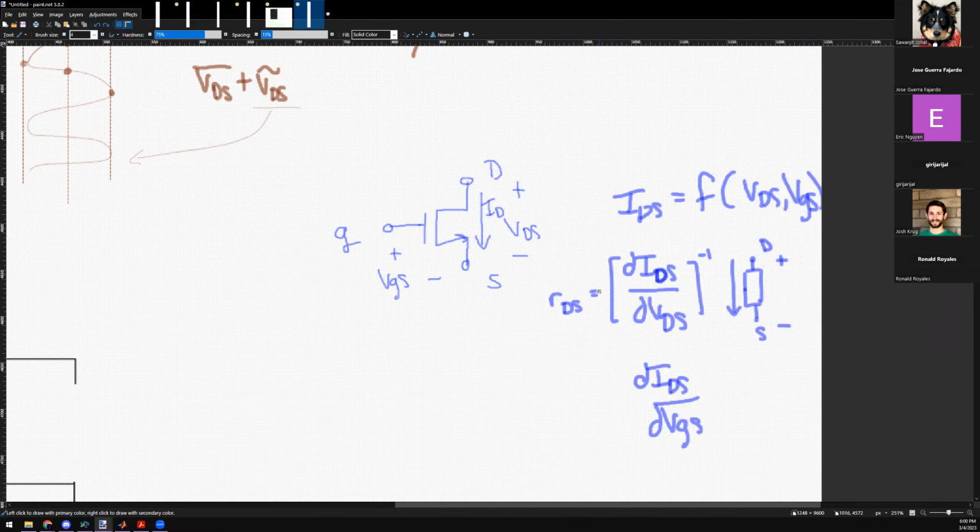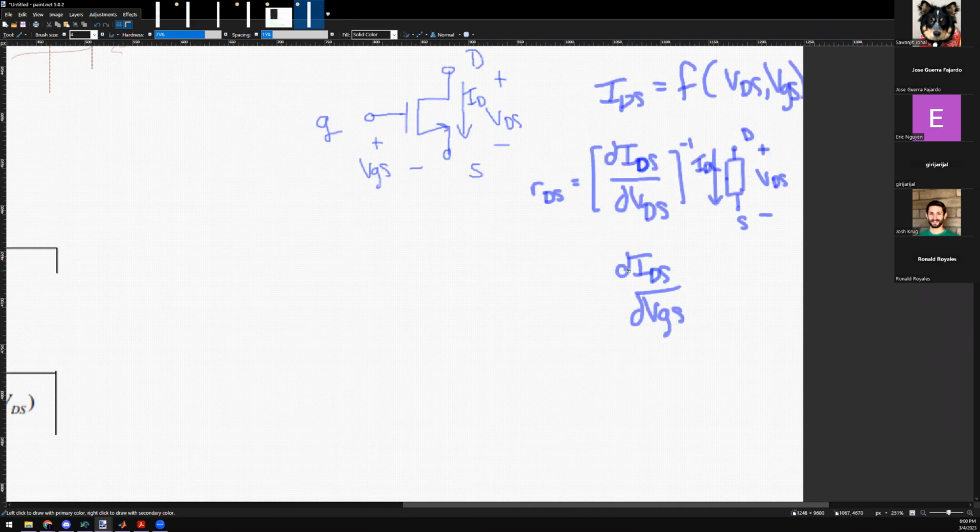I can call this RDS because it tells me how the current IDS changes as the voltage VDS changes. The nets are the same. The current through this is the IDS current and this is the VDS voltage, right? If a voltage across two nodes causes a current change between those exact same nodes, that's a resistor, isn't it?